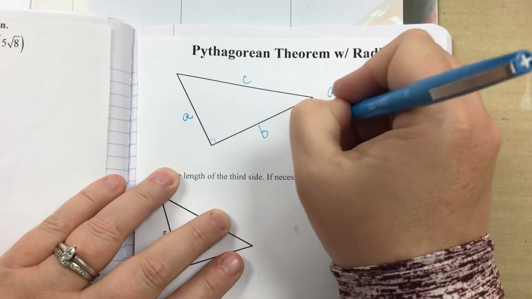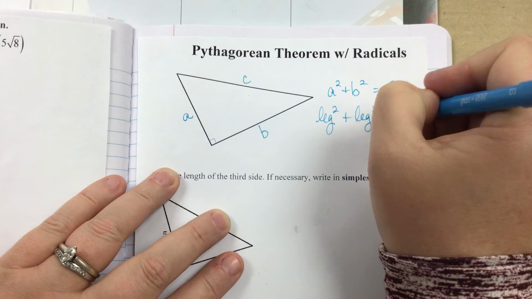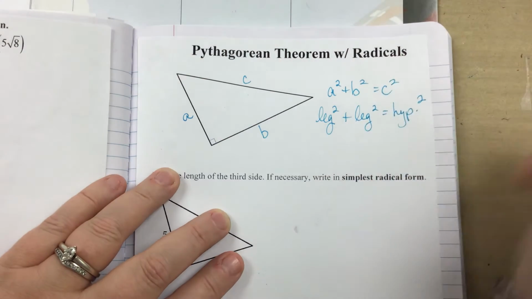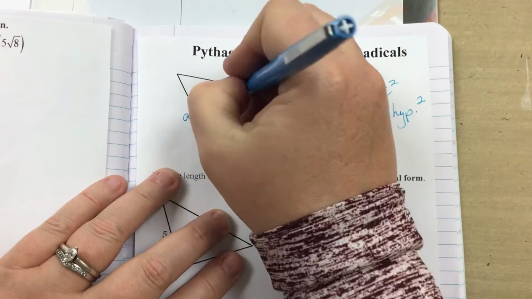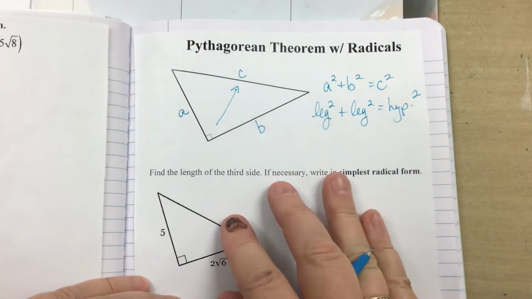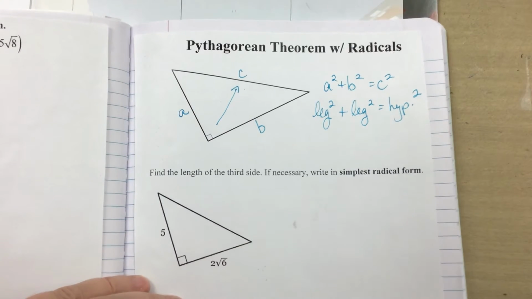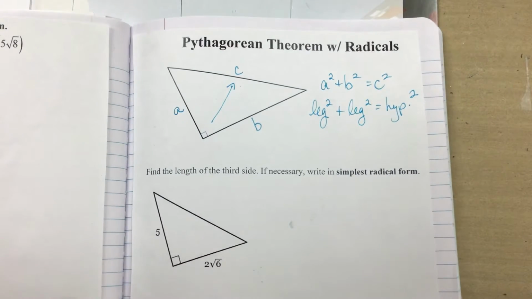Or, like I like to think about it, leg squared plus leg squared equals the hypotenuse squared. Remember, the hypotenuse is always the side across from the right angle. We're going to take a look at just two examples because it works the same way. We've been doing radicals all week, so we're putting it all together.